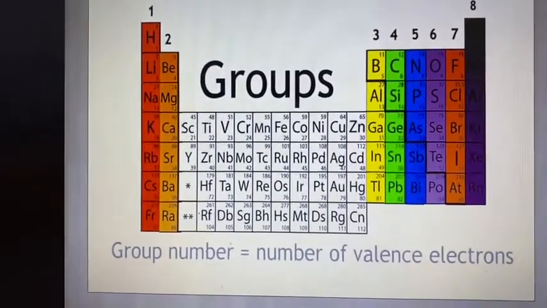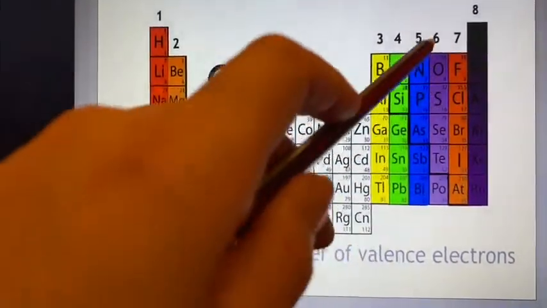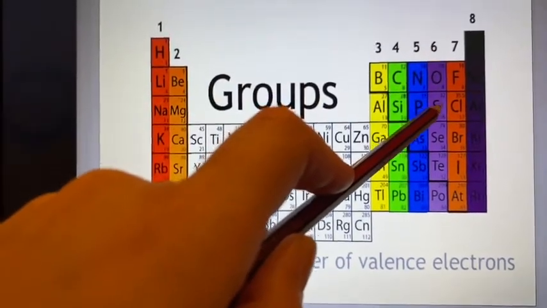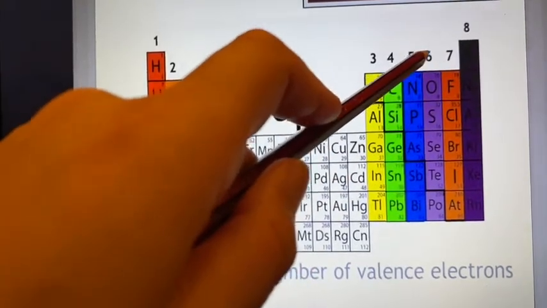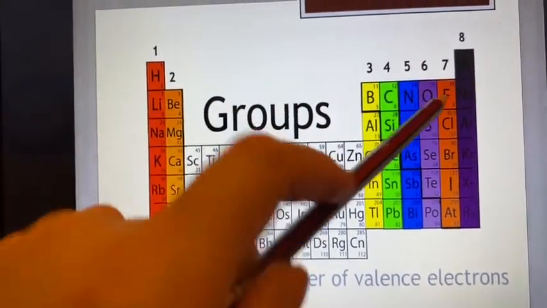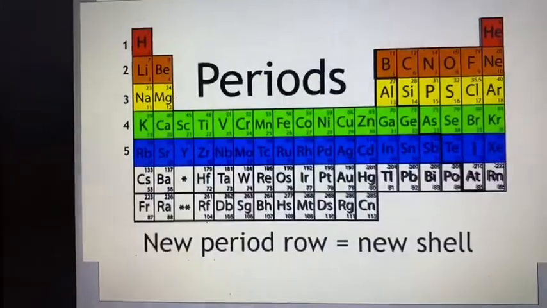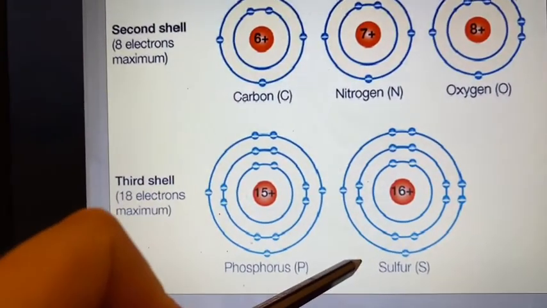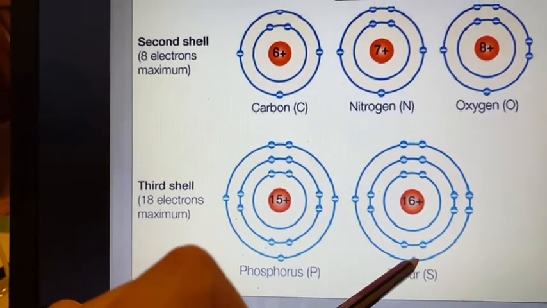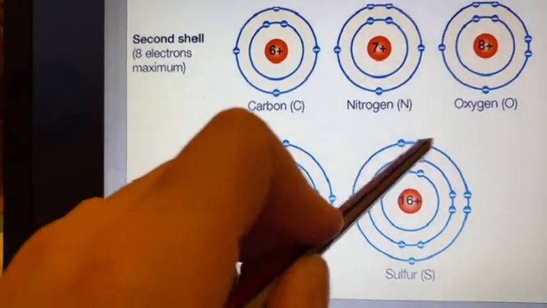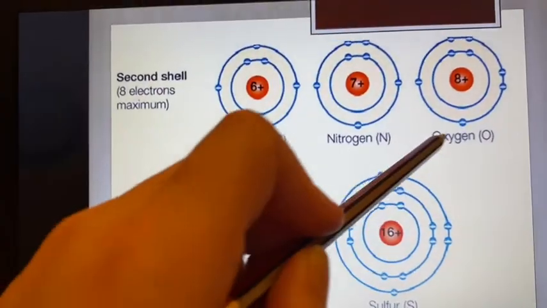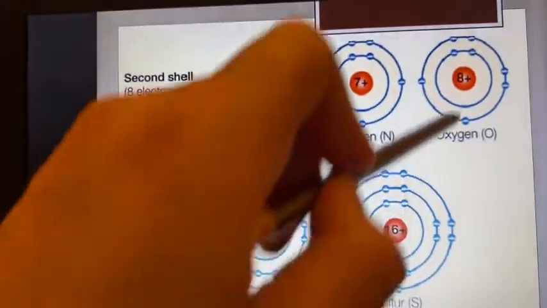Let us have an example for group number 6, oxygen and sulfur. It means they are in group number 6, so they have 6 electrons in the outer shell. Let us find the electronic configuration for sulfur. Since it is in group number 6, it has 6 electrons in the outer shell: 1, 2, 3, 4, 5, and 6. The same goes for oxygen. They are in the same group: 1, 2, 3, 4, 5, 6.